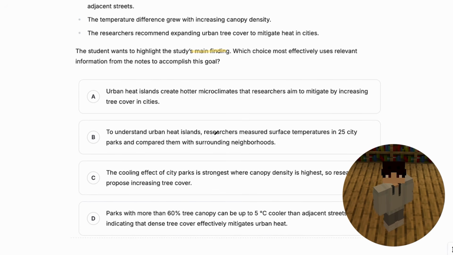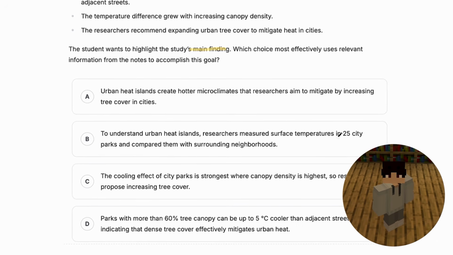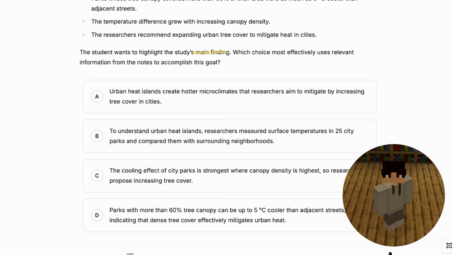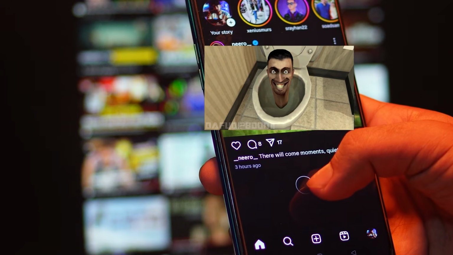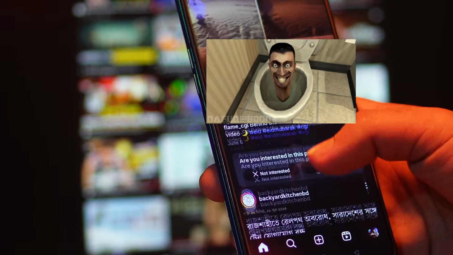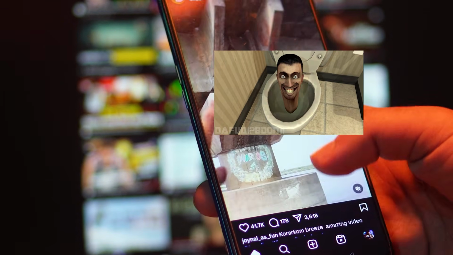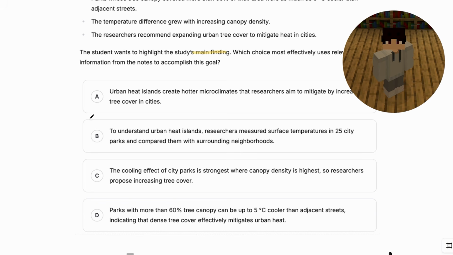To understand urban heat islands, researchers measured surface temperatures in 25 city parks. Okay, definitely wrong, because we're talking about the methodology of the study. Back to my Skibidi toilet example, the actual process of giving students Skibidi toilet reels and testing their focus is going to be the methodology. But that's not the findings. The findings are just the results of it, so B is not going to be it.